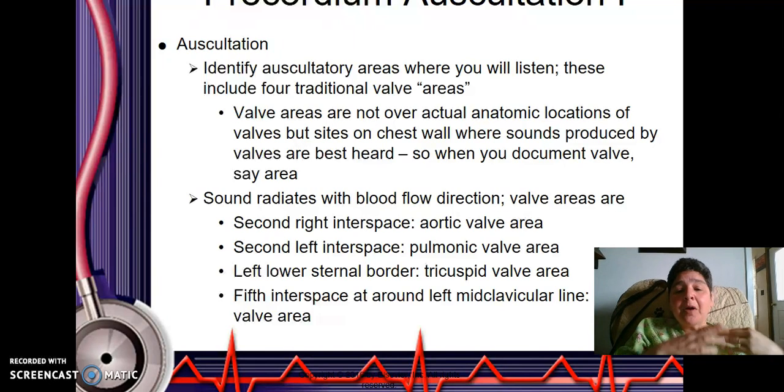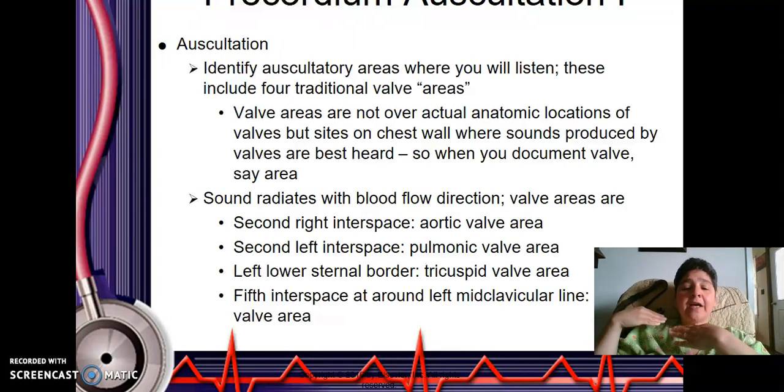So, we're going to be looking for the aortic valve area. It's on the right side of the chest, second intercostal space, right close to the sternal border.